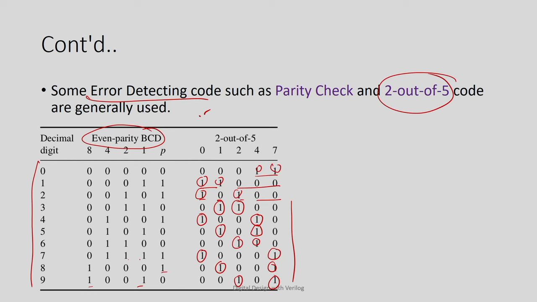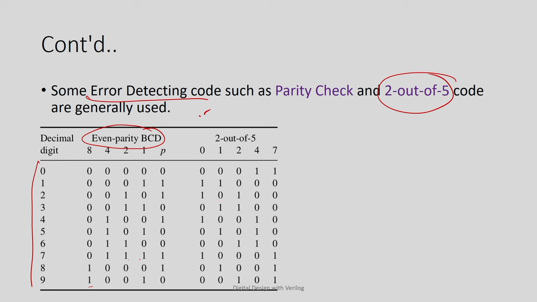If a 1 bit flips, it will become a number with one 1, and if a 0 bit flips, then it will become a number with 3 ones. So, it is always an invalid code here, and as a result I can detect them. So, how do I assign these values, because you cannot just keep remembering them.